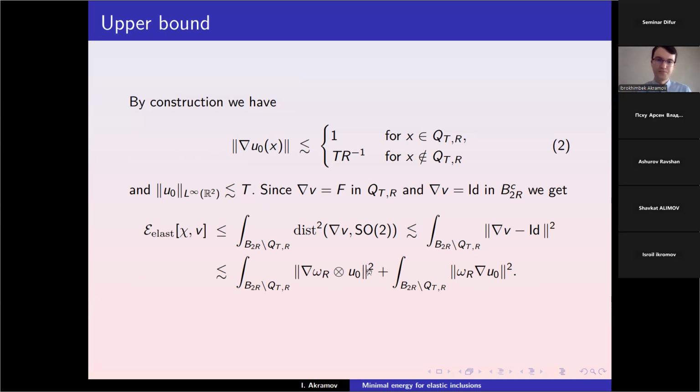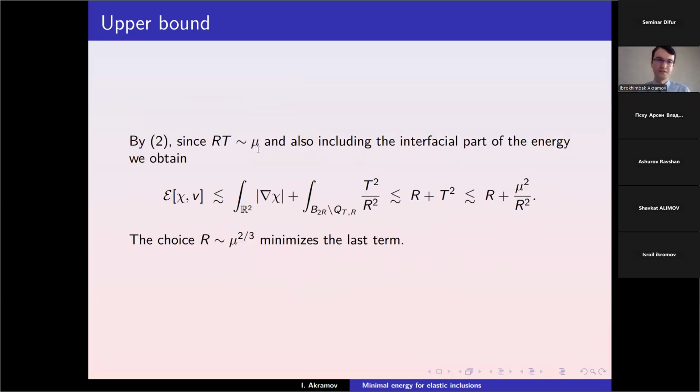Then nabla v is bounded by 1 over r and u is bounded by t. Therefore, first, this norm is bounded by t over r squared. While the second one, nabla u0, this is outside of this set. Therefore, this is also bounded by t over r squared.